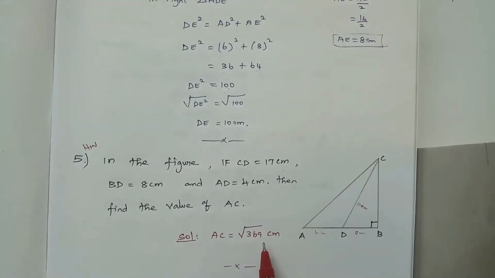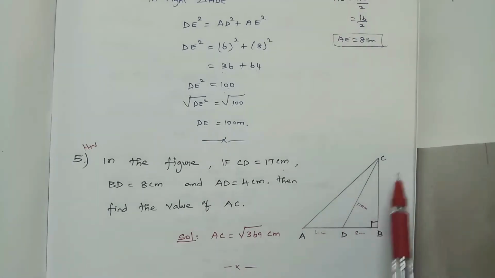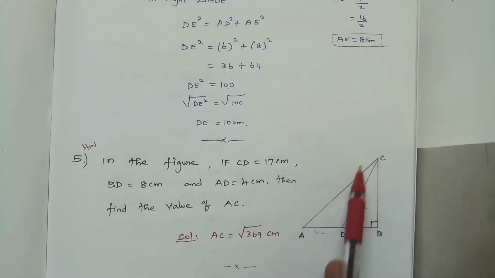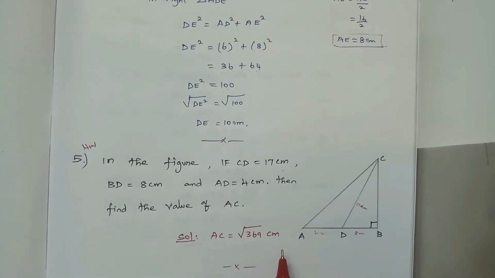How are we going to find it? See here, we have two right angle triangles. One is BCD, and another one is ABC. We want to find the value of AC alone. In a right angle triangle, among the three sides, we need the measurement of two sides for finding the third side with the help of the Pythagoras theorem.